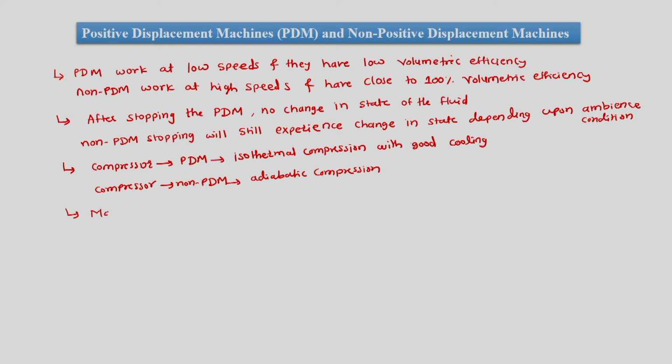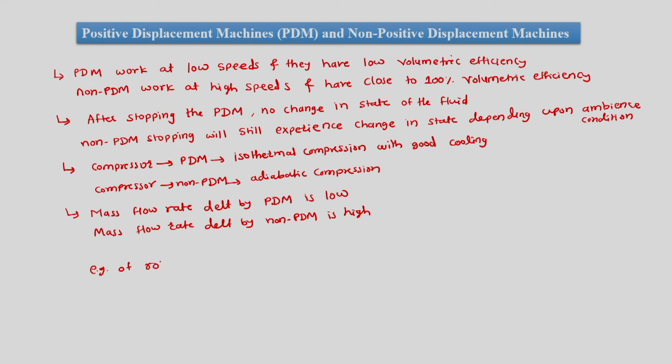The mass flow rate dealt by PDM is low, while the mass flow rate dealt by non-PDM is high, and these four are the major differences between the PDM and non-PDM.